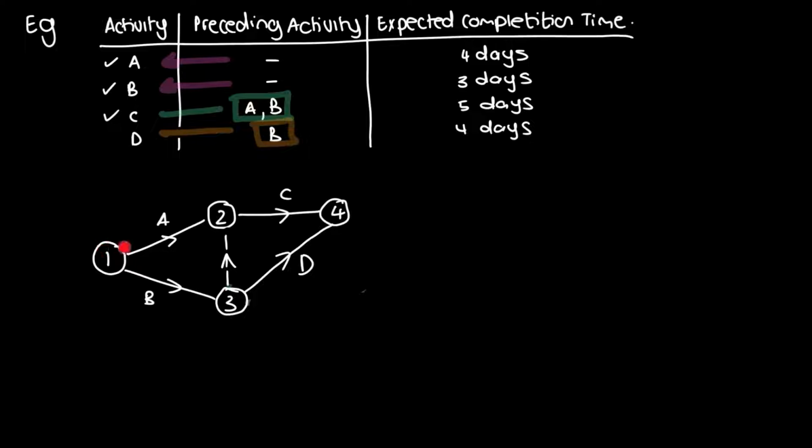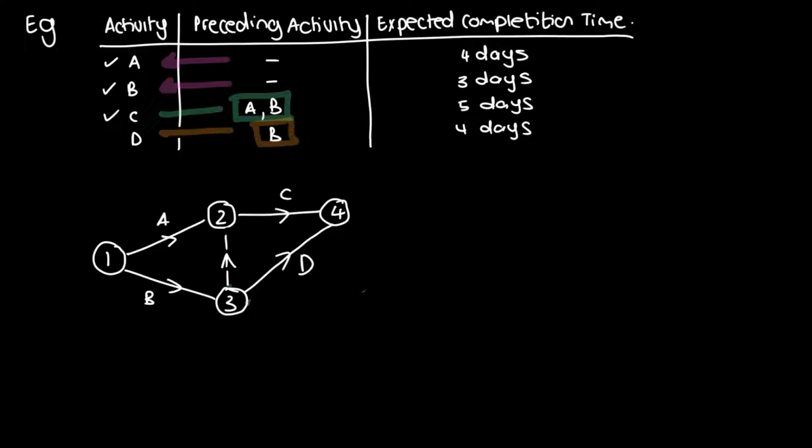And remember, this is the starting event. This is the event after both A and B. This is the event after just B. And this is the event that takes place after C and D, which means it's the event that takes place right at the end, because you have A and you have B, and then you have C and D needs to be finished to get to this fourth event.